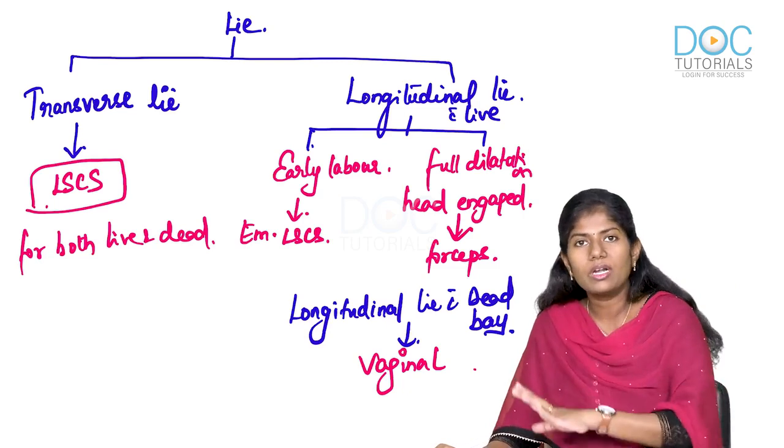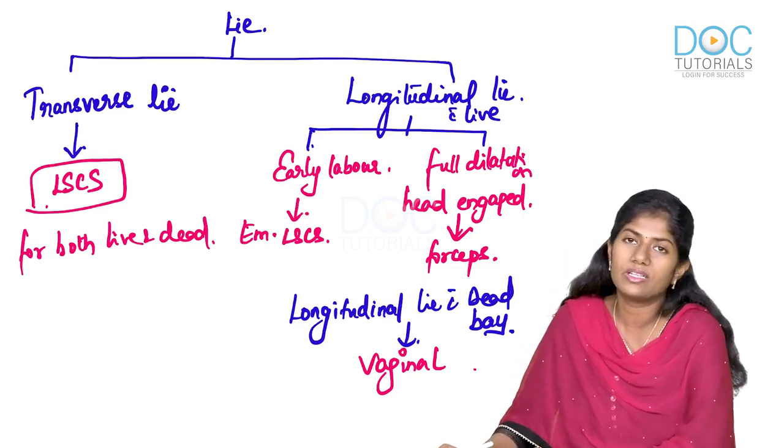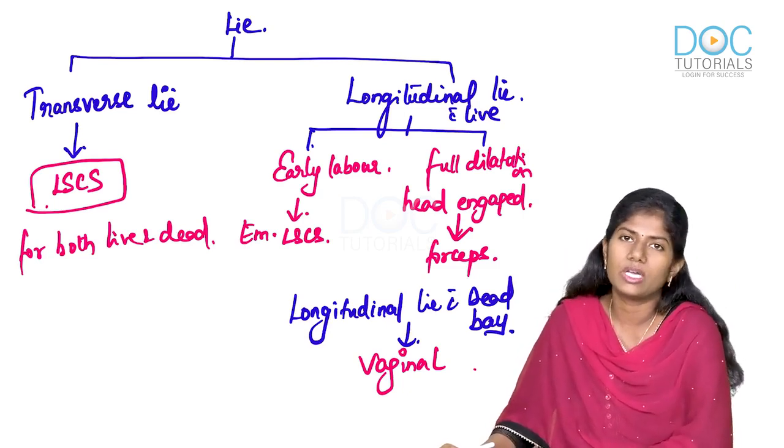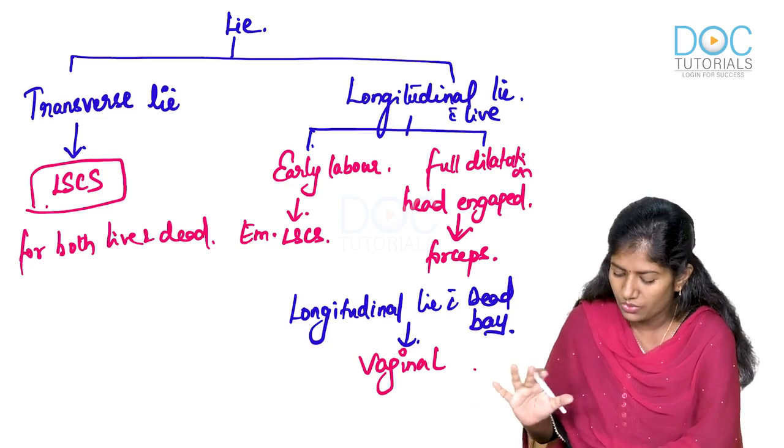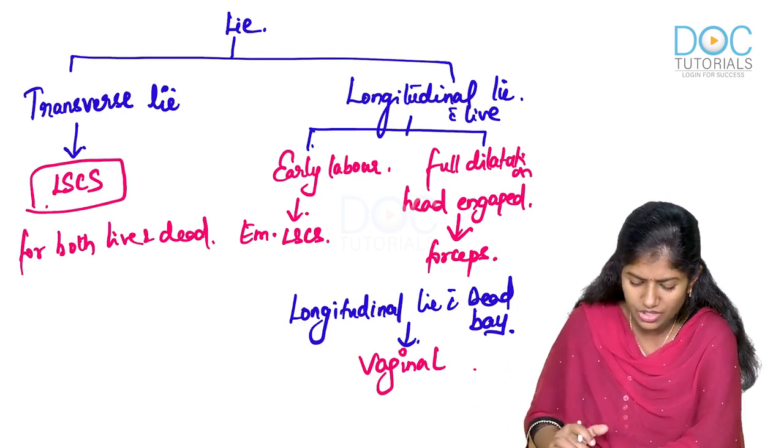If the baby is already dead, then there is no point in doing cesarean section. Wait for spontaneous vaginal delivery. Okay. So this is how you will manage cord prolapse.